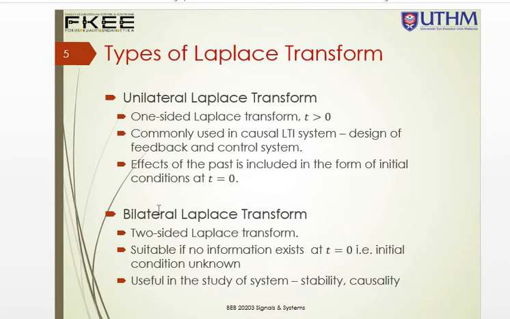For bilateral, bi means two sides, so it's a two-sided Laplace transform. Suitable if no information exists at t equals 0, so the initial condition is unknown. And this is useful for the study of stability and causality.